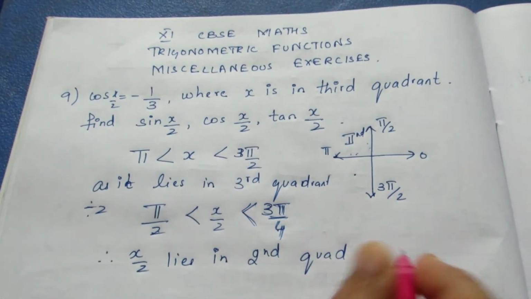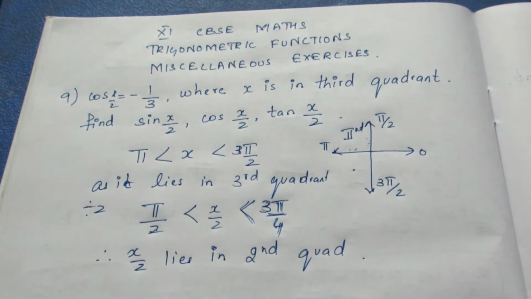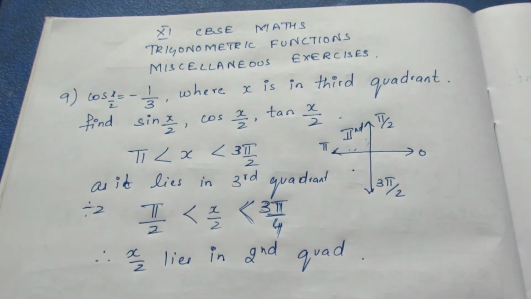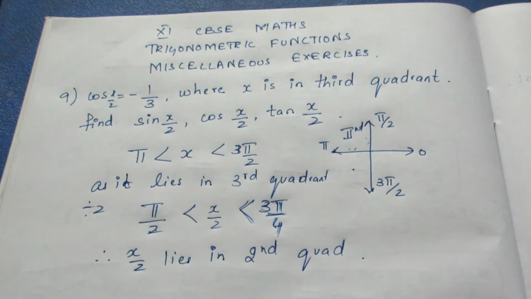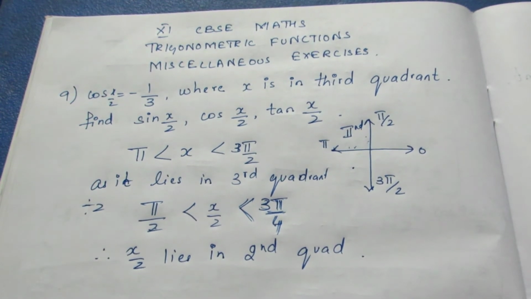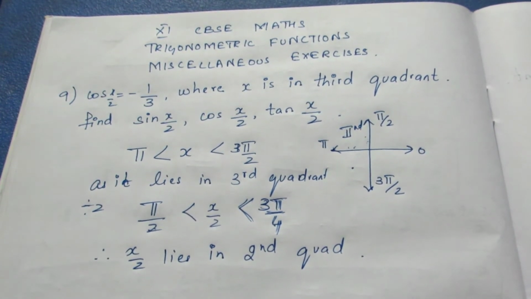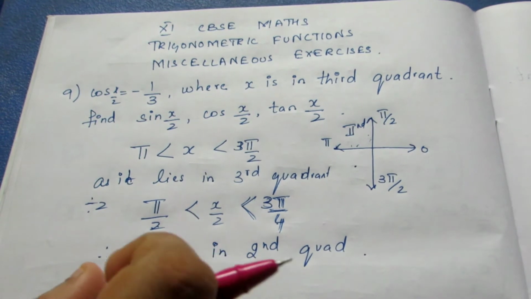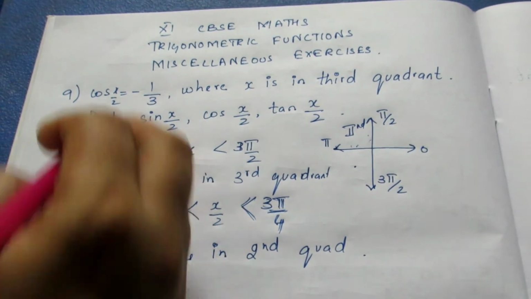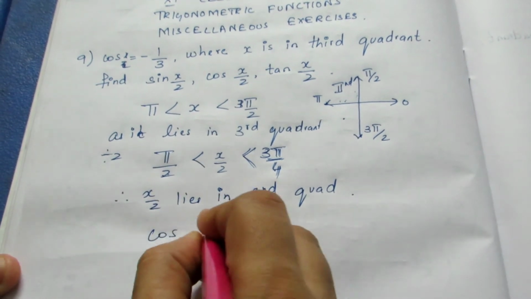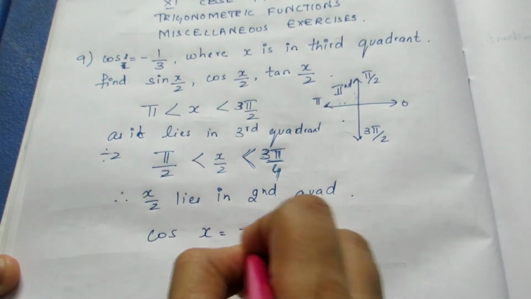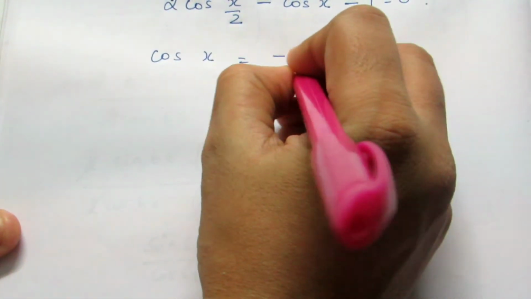In the second quadrant we know that only sine and its reciprocal cosecant will be positive. The rest of the trigonometric functions will be negative. So we need to find the x by 2 values first. They have given that cos x is equal to minus 1 by 3.